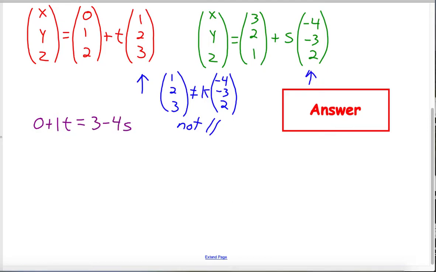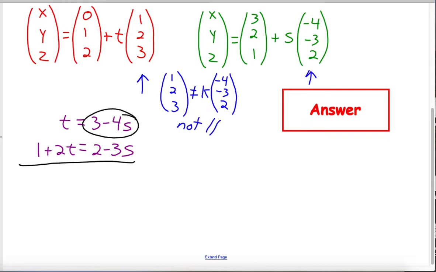And then I'll set the y equations equal. Y equals 1 plus 2t, and the other y is equal to 2 minus 3s. All right, so 0 plus 1t, I could just write that as t. And so instead of using elimination this time, I think I'll use substitution, because it's set up for that. And I'll plug 3 minus 4s into t in the second equation.